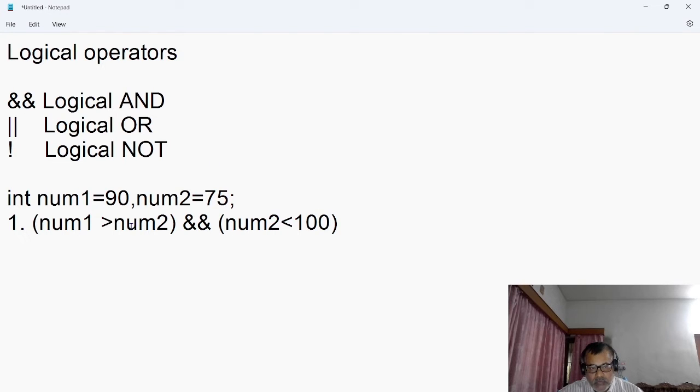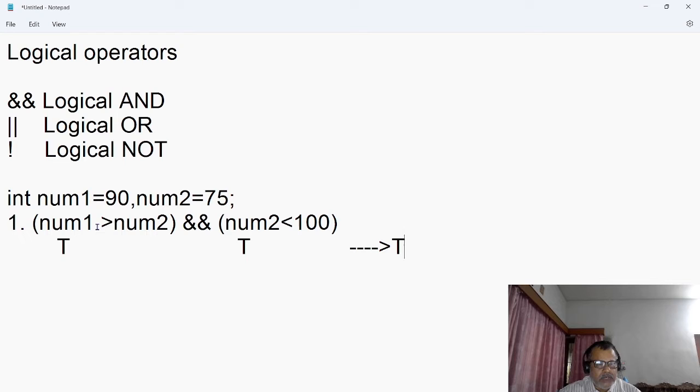Now please see what is the meaning of this. This expression is true and this expression is also true. What is the result of both of these? The result is true. It means if both the expressions are true, you will get a true value. True means 1. We will see in the program also what the output of this expression will be.